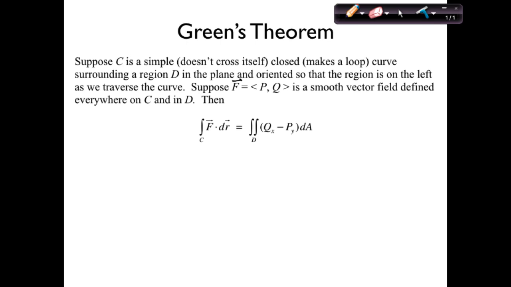So let me just draw a little sketch here. So here we are in R2. We've got some path. So we're in a vector field, and that's P, Q. P is the x component of the vectors. Q is the y component of the vectors that makes the vector field. And then we're going to do a loop around like this. So C is the path around, and then D is the region that it encloses.